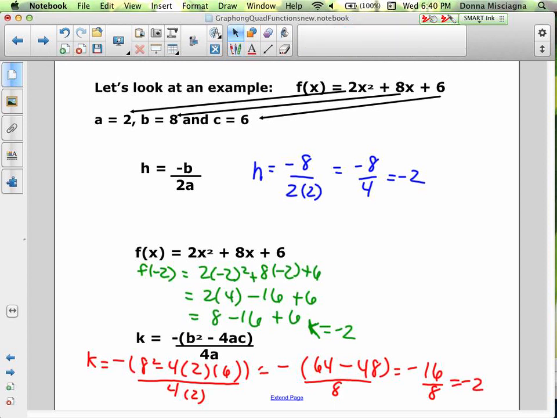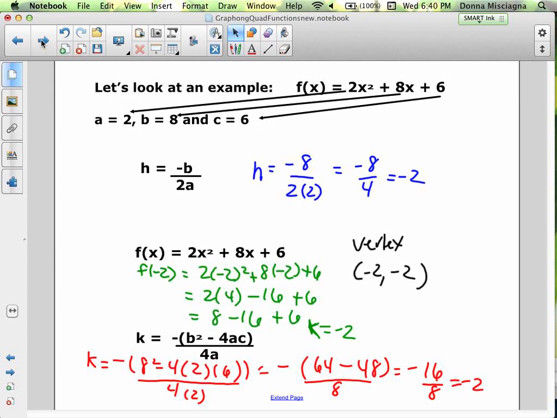So the vertex for this particular equation is the point negative 2, negative 2. Our x-coordinate, h, was negative 2, and our y-coordinate, k, was also negative 2. It won't always be the same. It just is the same for this one.